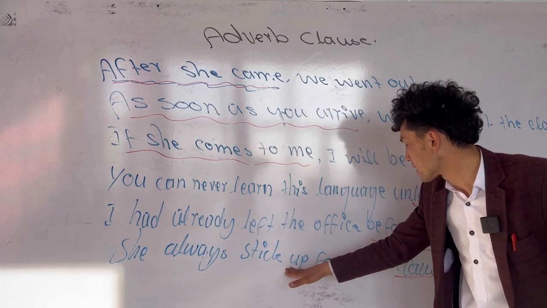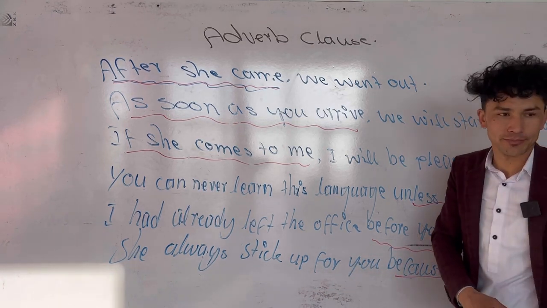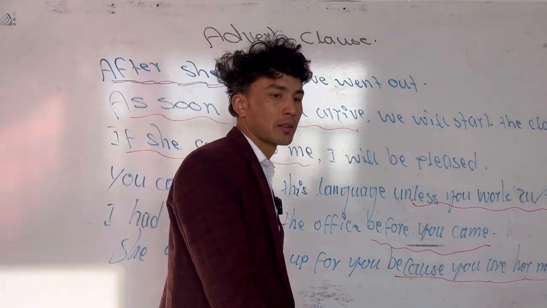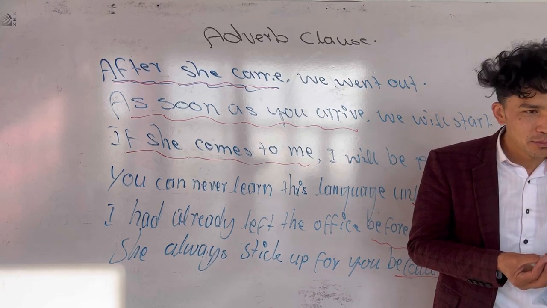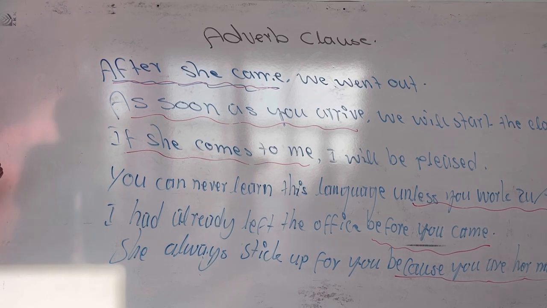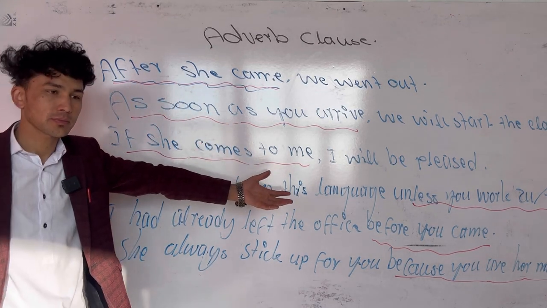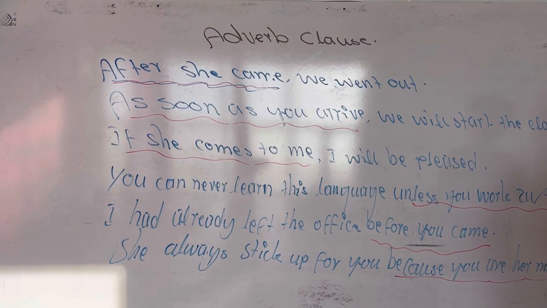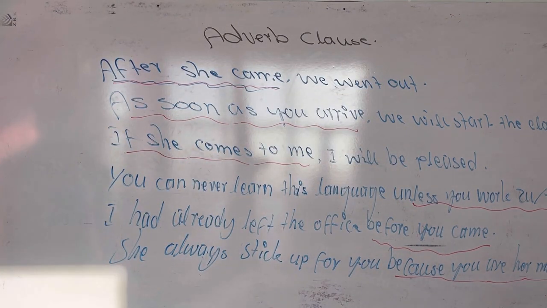Okay, she always sticks up for you because you are her mate. This is your turn. Go. Since you left me, I can't breathe. Okay, since you left me, I cannot breathe. Before you kill me, I'll kill you. Okay, before you attack me, I'll kill you. Good. Other words. As soon as I saw you, I can't sleep. Okay, since I saw you, I cannot sleep. Correct. So, we had a party before you came. Good.